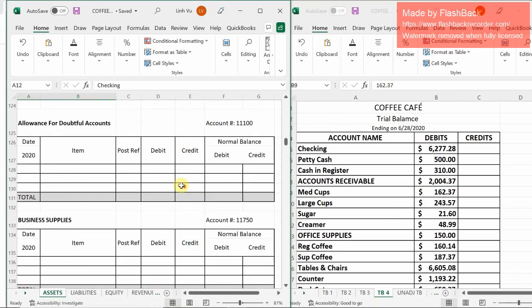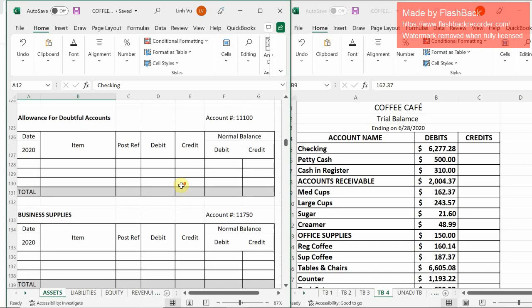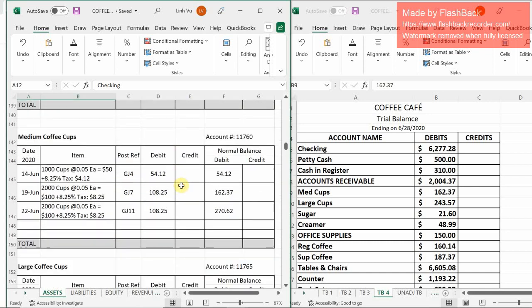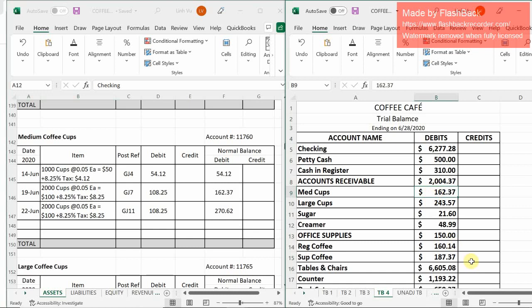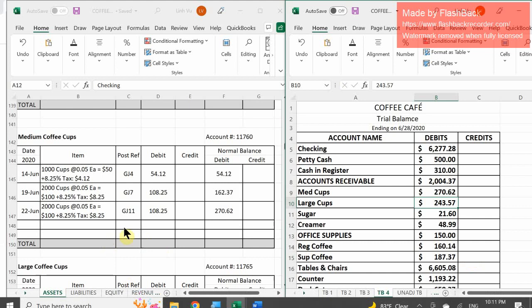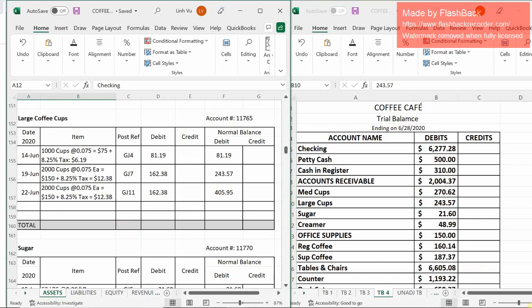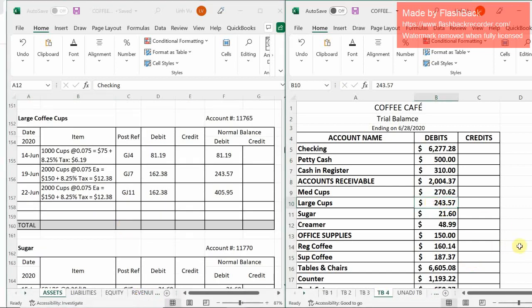Next we have our allowance for doubtful accounts, nothing there. Business supplies. Our medium coffee cups also increased because we made more purchases of medium coffee cups. So right now my account balance is $270.62 worth of medium coffee cups. I also made changes to my large cups. We ended up increasing it to a total of $405.95 worth of large coffee cups.